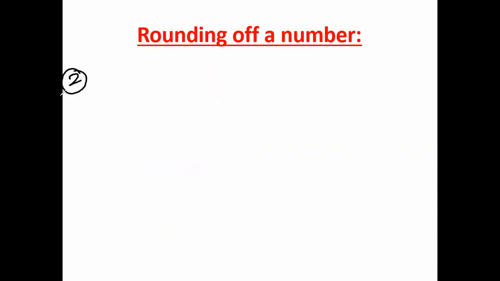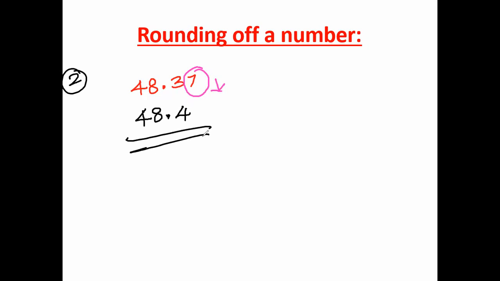Second one is, if the dropped digit is greater than 5, then the preceding digit will be raised by 1. 48.37 is there. I am going to drop up to the 7. 7 is greater than 5. That's why the preceding digit will be raised by 1. It will be 48.4.